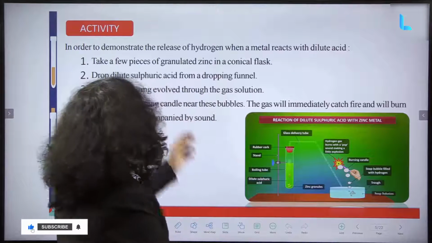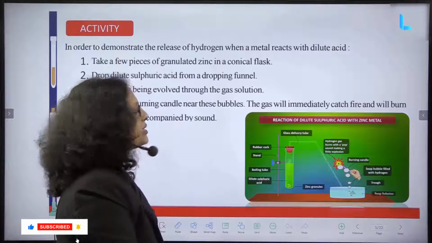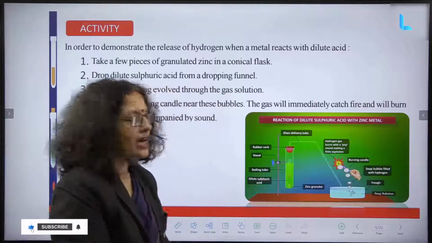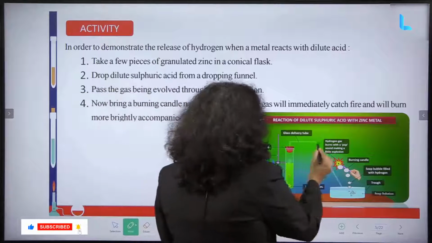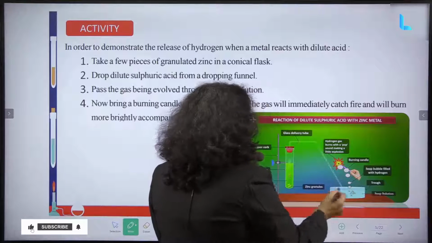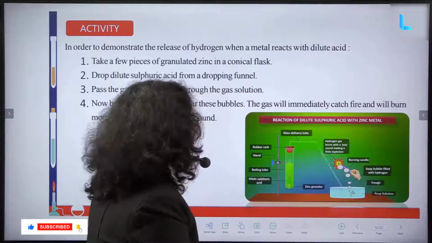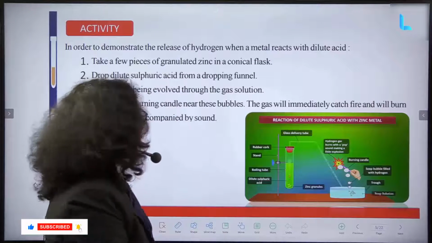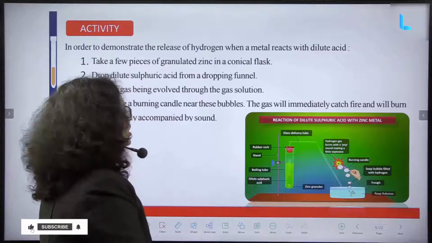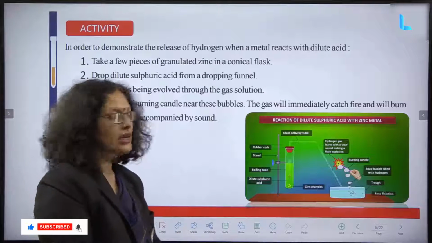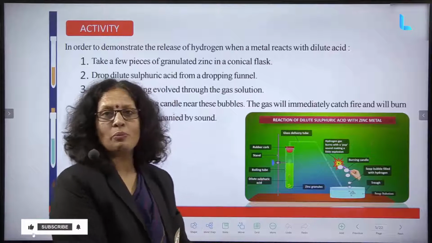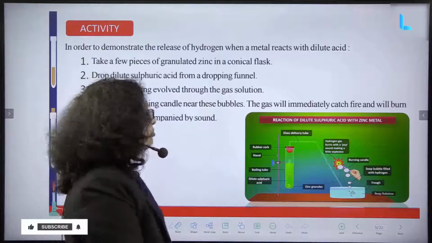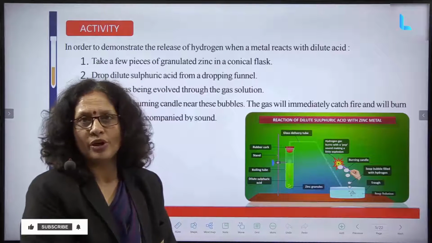Third, pass the gas being evolved through the soap solution. Now what will happen? When zinc granules react with sulfuric acid, hydrogen gas will liberate. That liberated gas will pass through the delivery tube and start bubbling here in the soap solution, where we can observe it. Now bring a burning candle near these bubbles; the gas will immediately catch fire and burn more brightly, accompanied by a pop sound, and the gas will burn with more intensity, because hydrogen is the gas which is liberating here.